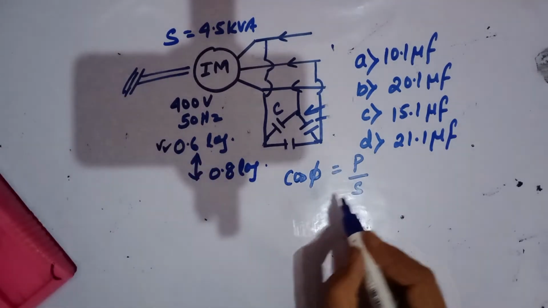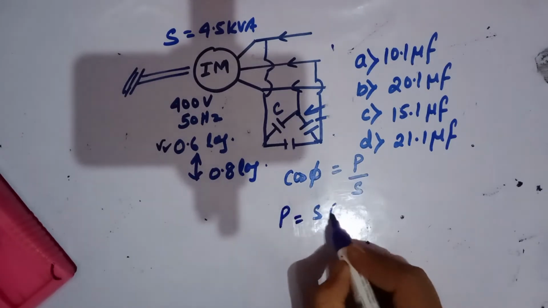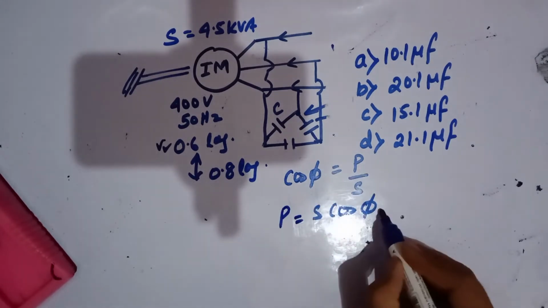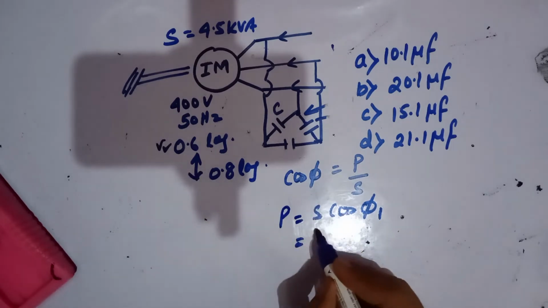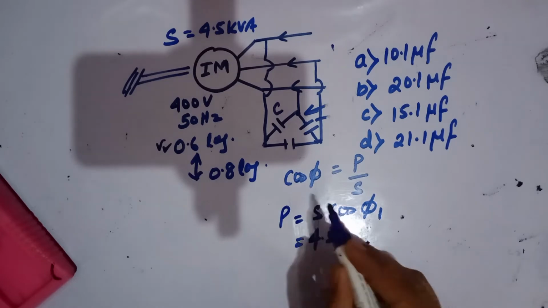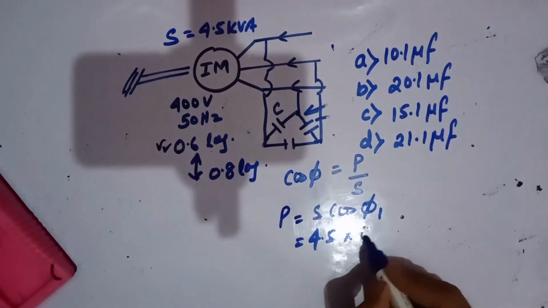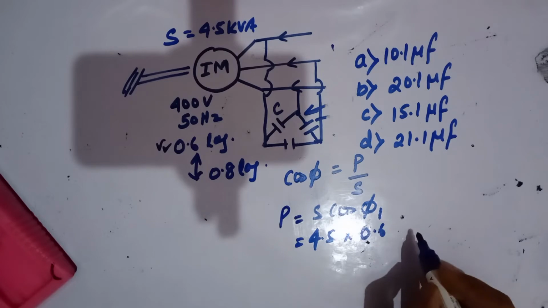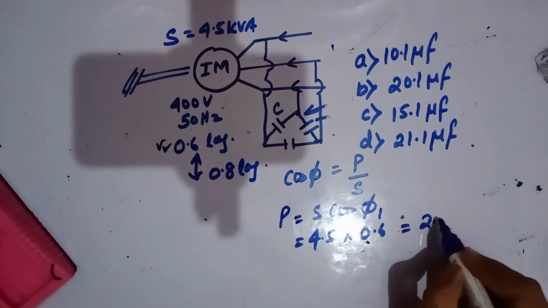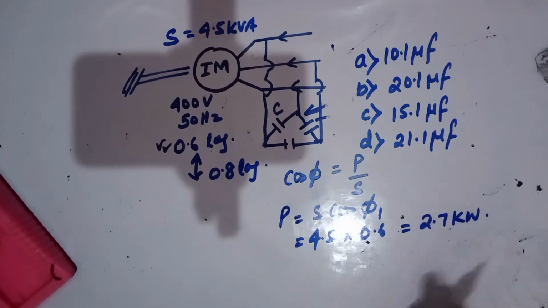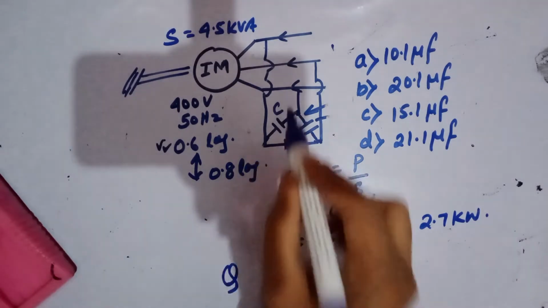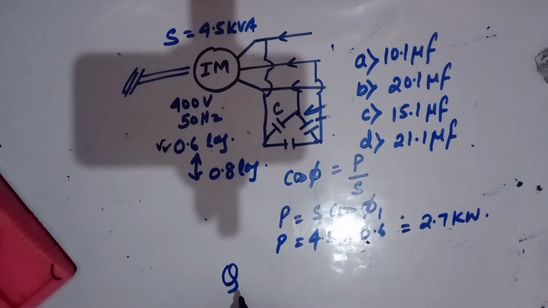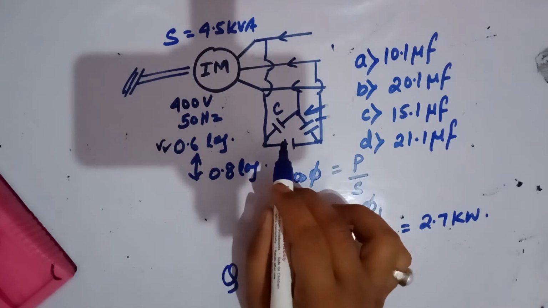P you can say is S cos phi, and cos phi means cos phi 1, that is the initially given value. So that is 4.5 kVA into 0.6. So you will get somewhere 2.7 kilowatt. So this is your P, 2.7 kilowatt. Now you need to find out how much capacitor rating you have to put. For that you have to find out the angle.